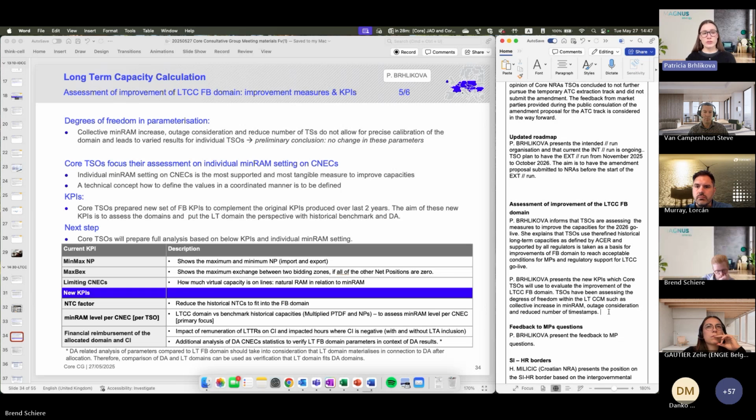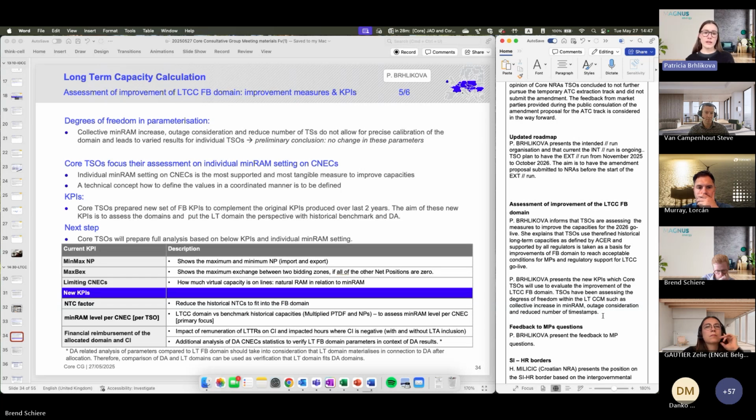But to make a bridge to a more simultaneous feasibility, we are also, as TSOs, assessing new KPIs, which is the NTC factor and MinRAM level per CNEC and per TSO. This is taking into consideration the historical NTC, so basically the refined historical benchmarks. And we are trying to see from both sides how this historical NTC would fit into the flow-based domain and when, depending on the parameters. And then from the other direction, we are also looking at what MinRAM level per CNEC would be needed to meet the refined historical benchmarking.